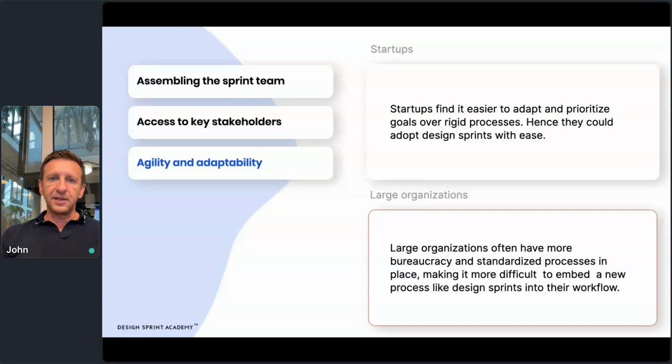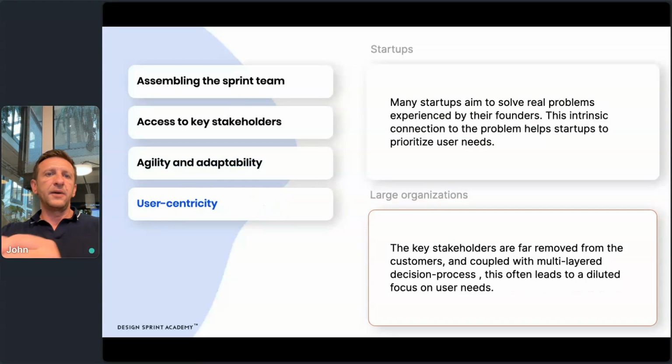Not so easy in a large organization that has bureaucracy, has already standardized existing processes. It's very hard to get the buy-in to embed yet another new process in their workflow. So again, that's another roadblock in front of design sprints. And then finally, we have user centricity.